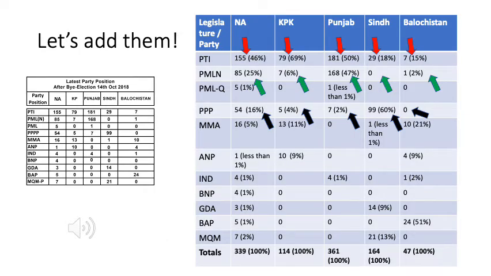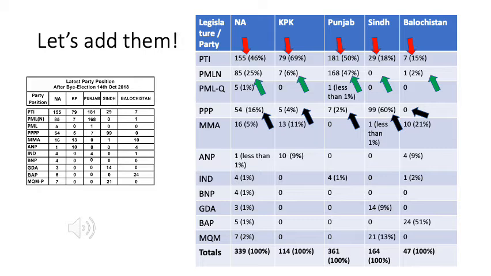All right, so what do we need to do first? We need to add up the totals down in the bottom column. Why? Because we need to calculate the percentage that each party gets in each assembly, in the National Assembly and then in the provincial legislatures. And as you can see, the National Assembly has 339 total seats, KPK has 114, Punjab 361, Sindh 164, and Baluchistan 47. Then we have to calculate the percentages.